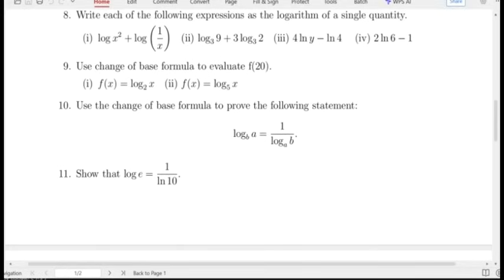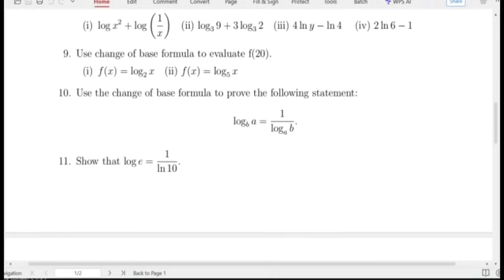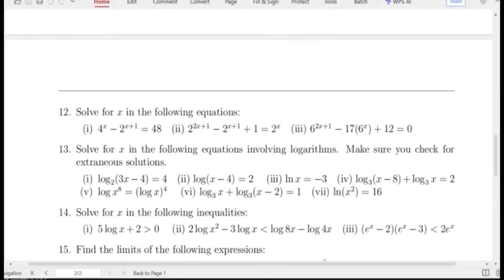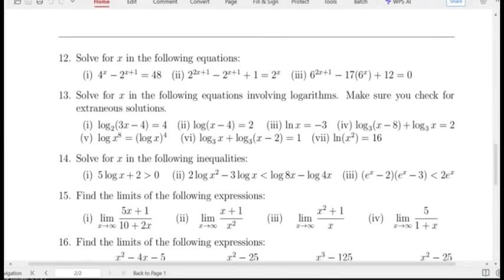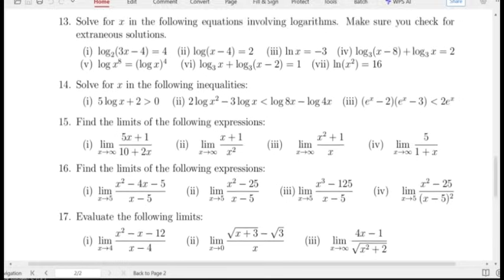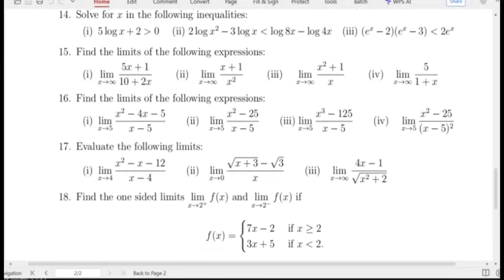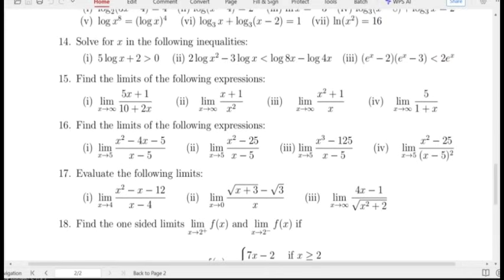We'll look at how to prove these to my simple and interesting questions. And we'll go further and also look at how to solve the equations, how to solve the inequalities of the logs, and we'll go further and also look at the limits.